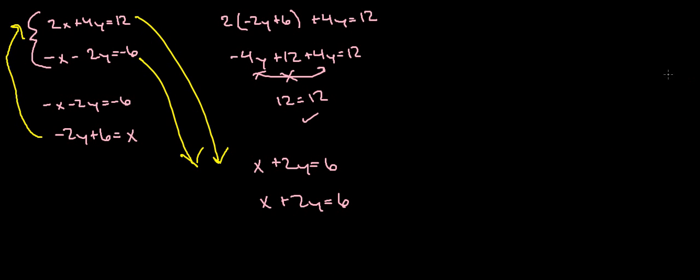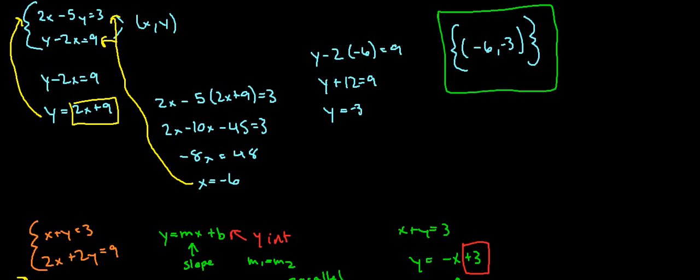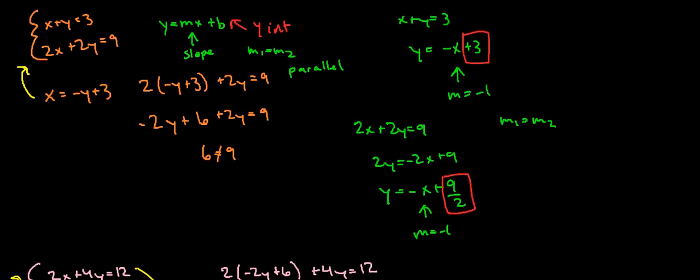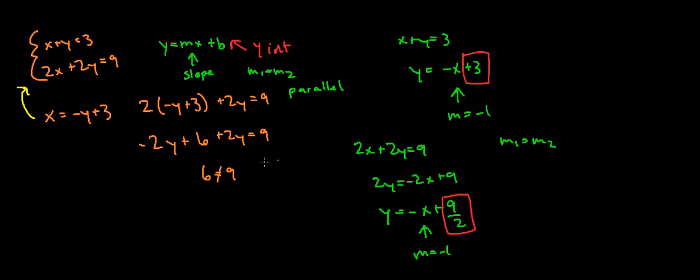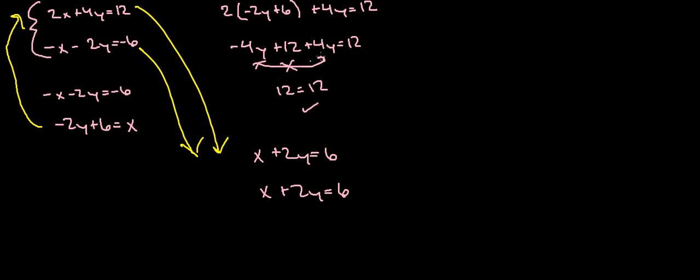But when using the substitution method, if the variables do not cancel out and there is a definitive answer, then they are consistent and independent, and it's just two lines intersecting. If the variables cancel out and I'm left with an untrue statement, then they are parallel lines. If the variables cancel out and I'm left with a true statement, then they are the same line.